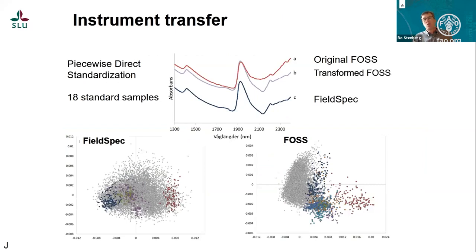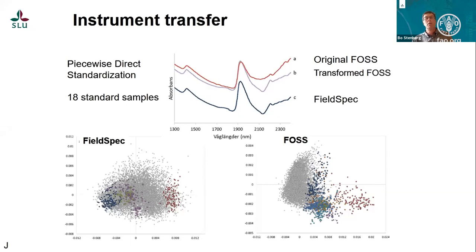We had two different instruments. We tried to make the spectra for those instruments similar. There are techniques for that. We use something called piecewise direct standardization. And you can see the A and B here are the original spectra, the FOSS, which was an outlying instrument, so to say, not the one used for the library, and then we have the FieldSpec down here, which we also use for the library. So that's the kind of spectrum we wanted. The albedo here is just to make it clearer. So we transformed based on 18 standard samples that were measured with both instruments. We tried to make them similar, and they looked by eye very, very similar. We were very, very happy.